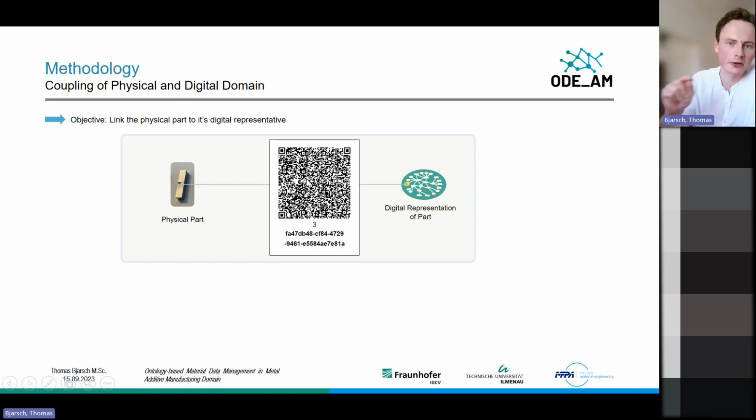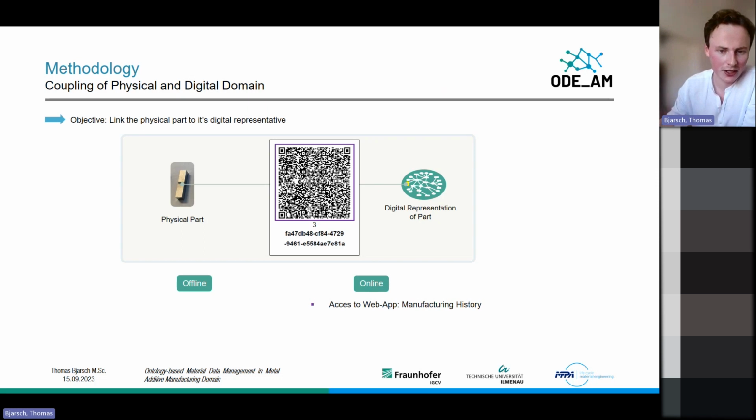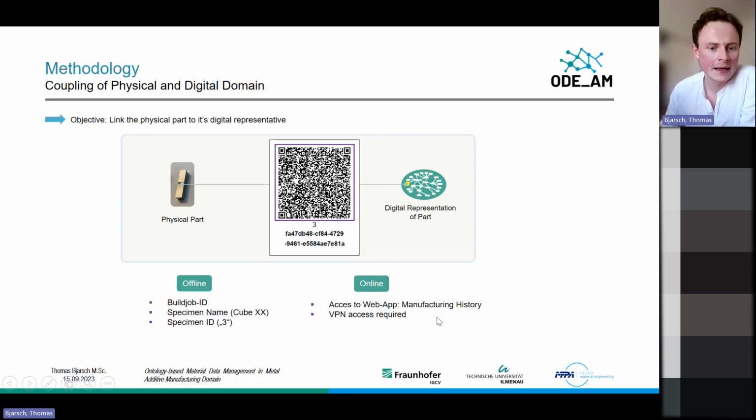How these QR codes are generated, I will show later, but you have two possibilities to use them. If you are online and have VPN access, you get directly to the web application and can then see the manufacturing history. If you are offline, you scan it, and then you will find information like, for example, the build shop ID, the name of this specimen, and of course also the concrete or specific ID of this part. I will come back to this later on, how to work with it.